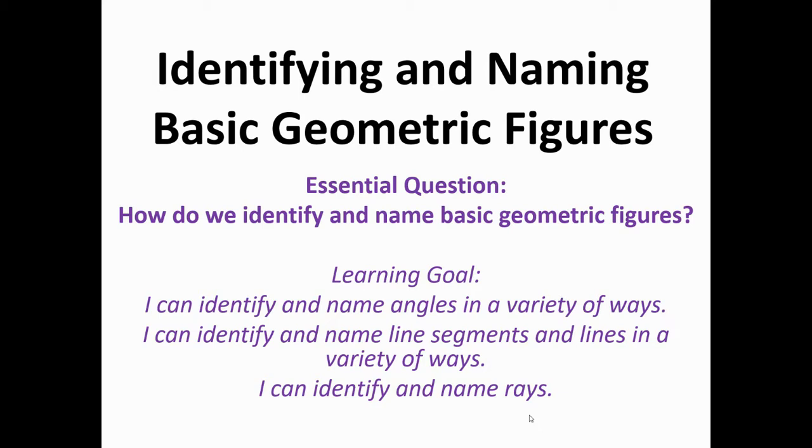So our essential question: how do we identify and name basic geometric figures? The learning goals here are not grade level learning goals. These are really building towards our current learning goals having to do with triangles. But this is what we are trying to achieve with this lesson. I can identify and name angles in a variety of ways. I can identify and name line segments and lines in a variety of ways. And I can identify and name rays.